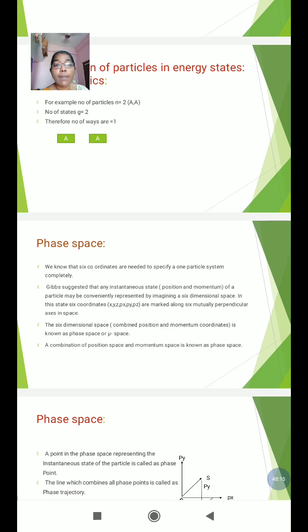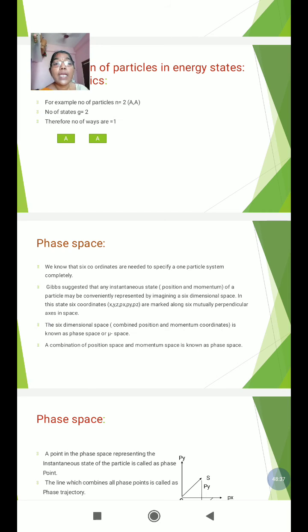Phase space concept is completely an imaginary concept. It is a 6-dimensional space. In this space, 6 coordinates x, y, z, px, py, pz are marked along 6 mutually perpendicular axes in space.